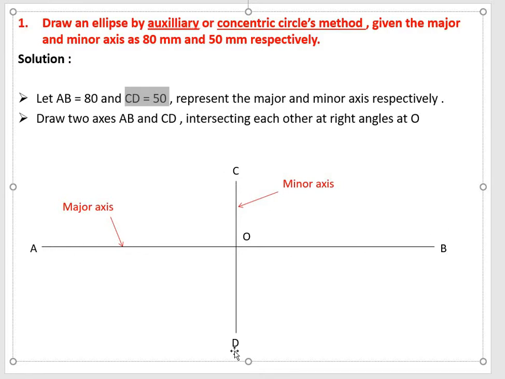Both major axis and minor axis will cut each other at the midpoint and at right angles at the point O. So first step is for you to draw the major axis of 80 mm, minor axis as 50 mm, and both will cut each other into equal halves and perpendicular to each other, and it will intersect at the point O.